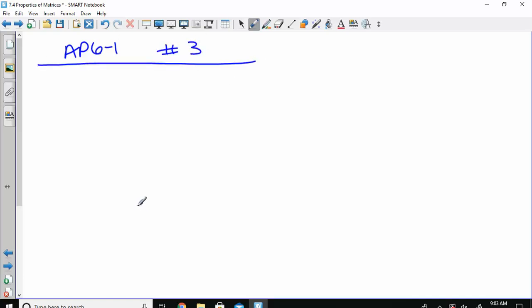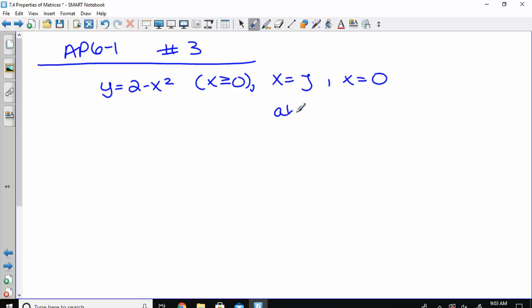3. Okay, I want the volume generated by rotating the region bounded by the curves y equals 2 minus x squared, x greater than or equal to 0, x equals y, and x equals 0, about y equals 2.